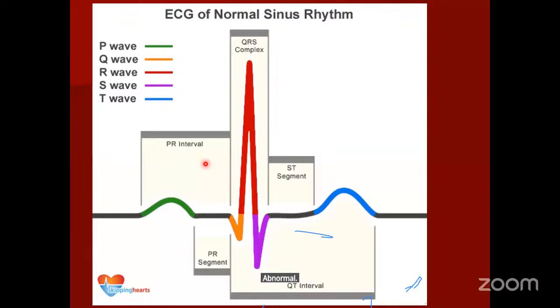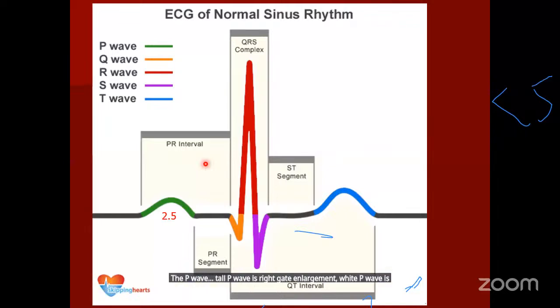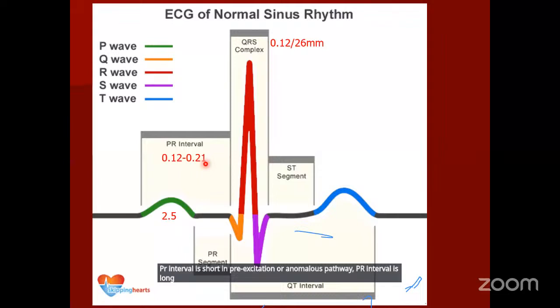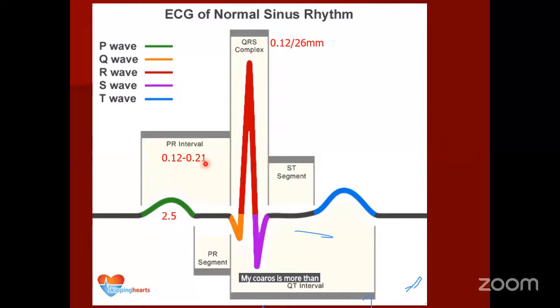So now we have seen the P wave, now let us summarize our measurements. The P wave: tall P wave is right atrial enlargement, wide P wave is left atrial enlargement. PR interval is short in pre-excitation or anomalous pathway. PR interval is long in first degree atrioventricular block. If my QRS is more than 26 millimeter on the left side leads, it is left ventricular enlargement. Tall R wave in V1 more than 7 millimeter is right ventricular enlargement.